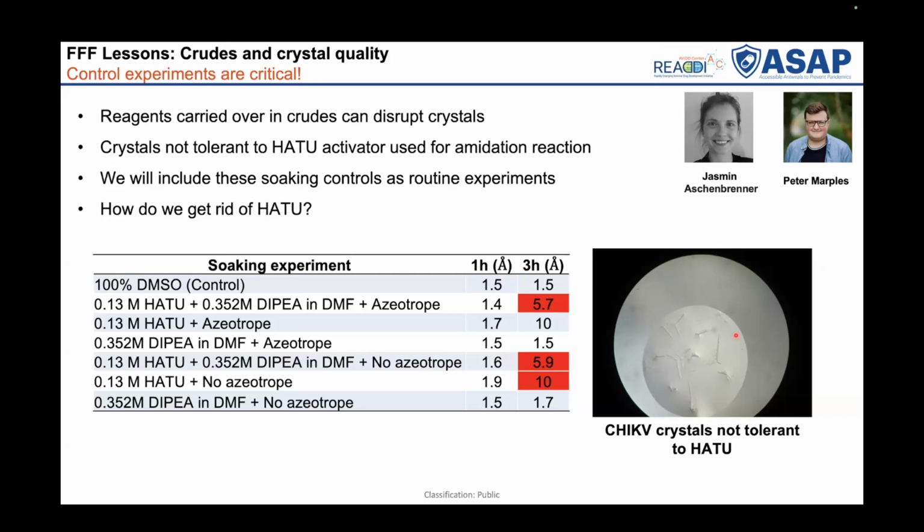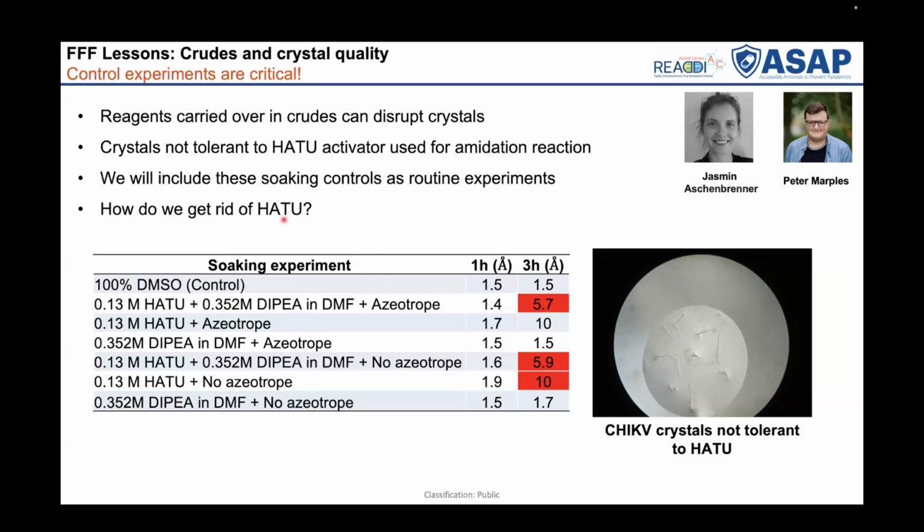This was work done with Yasmin and Peter. And one of the key things here basically is we're working with crudes, and this involves potential solvents that carry over, or reagents and catalysts. And what happened with this particular project is a bunch of our amidation reactions basically destroyed the chickpea crystals, which you can see here in this figure. And what Yasmin and Peter really did was help identify over certain soaking times of 1 hour and 3 hours. This is the resolution of the crystal structure of the protein after being soaked. And you can see that under certain conditions, it's very detrimental to the resolution.